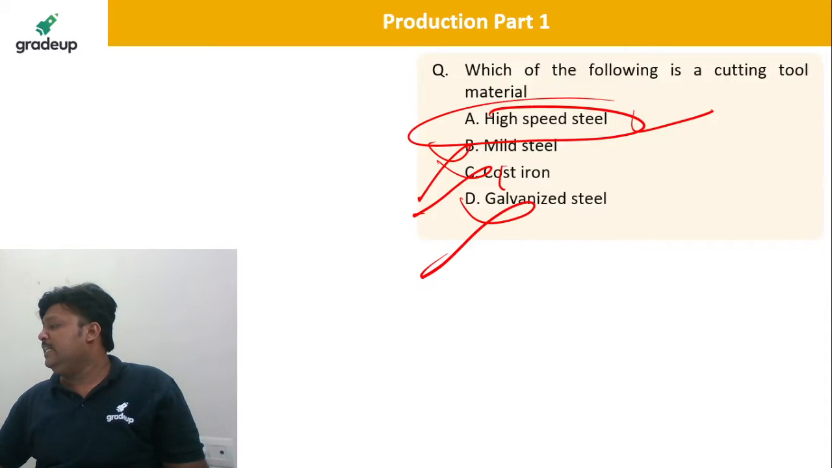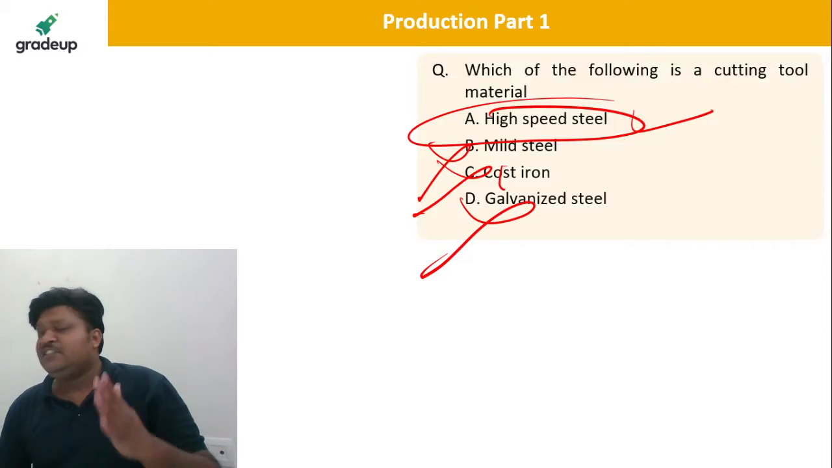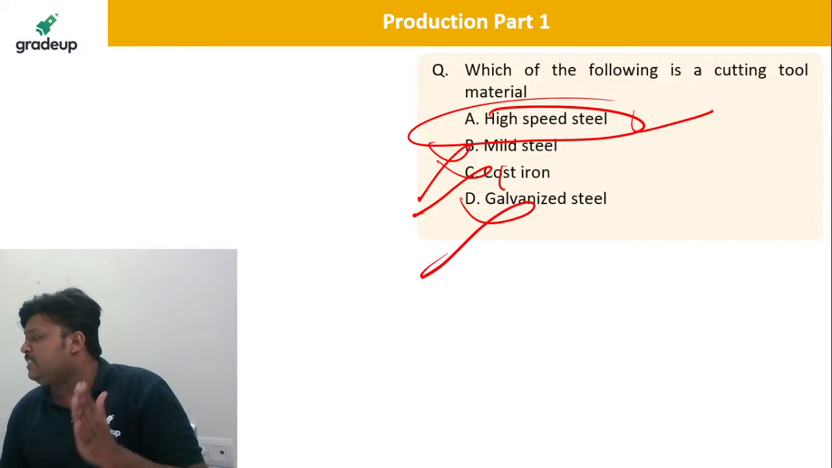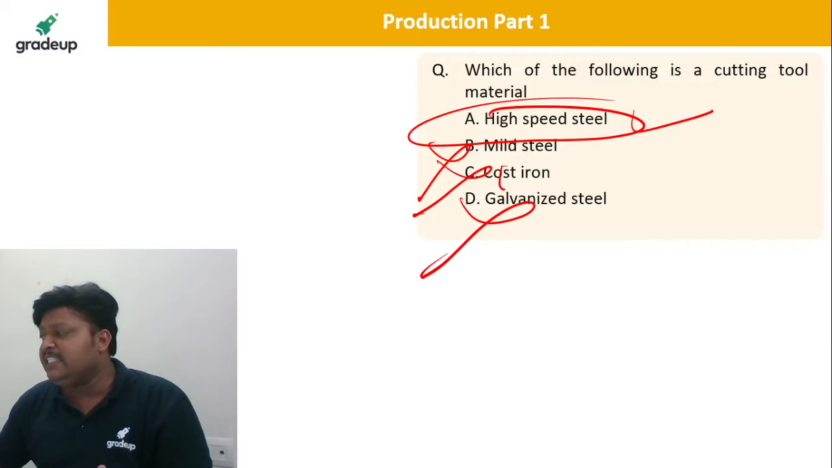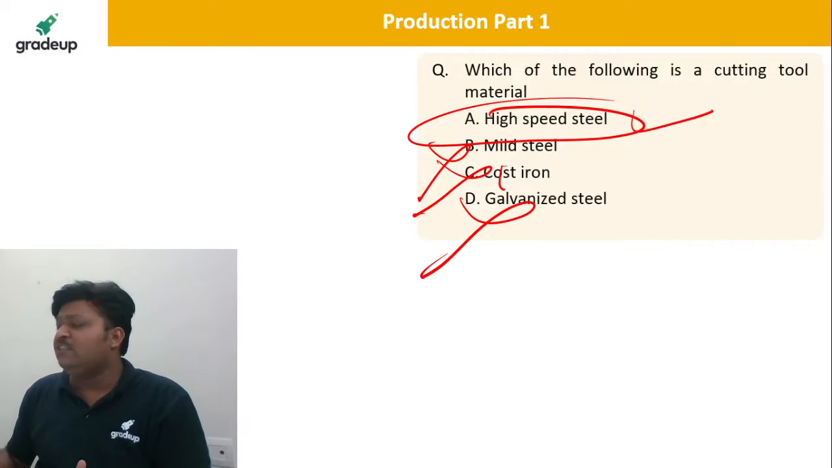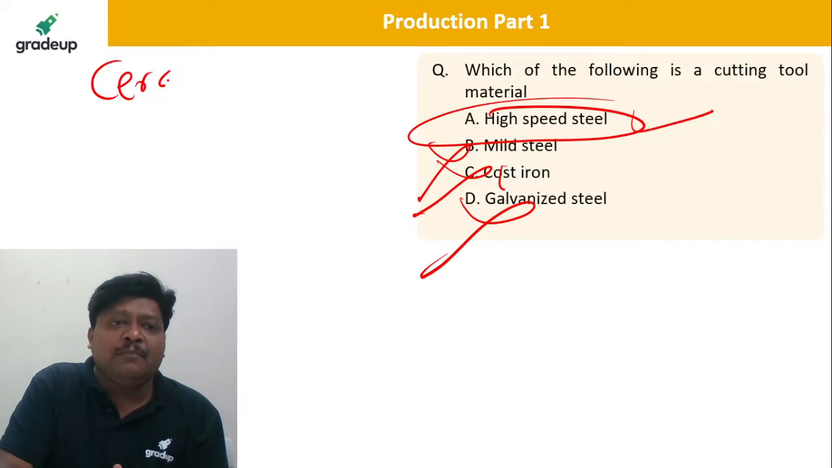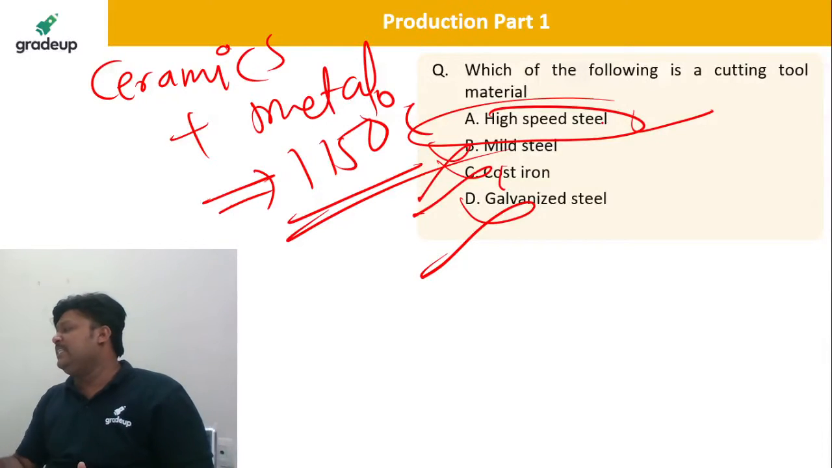I hope it is clear. See the temperatures: stellite up to 800 degrees centigrade, HSS 650 degrees centigrade. If you take the carbide, it is 1000 degrees centigrade. If you take the ceramics, it is 1200 degrees centigrade. Diamond 2000 degrees centigrade, and cermet, that is a combination of ceramics plus metal. If you go to that tool, the hot hardness temperature is 1150 degrees centigrade.